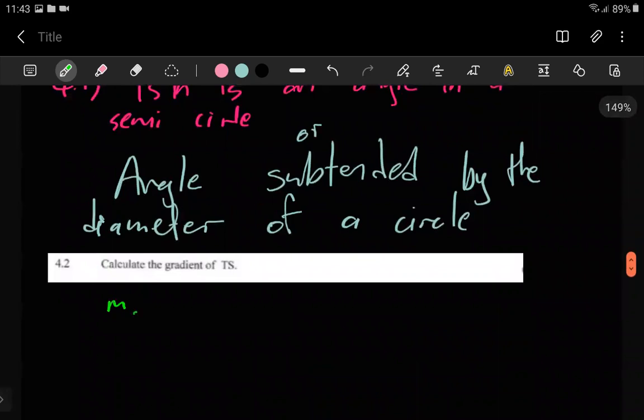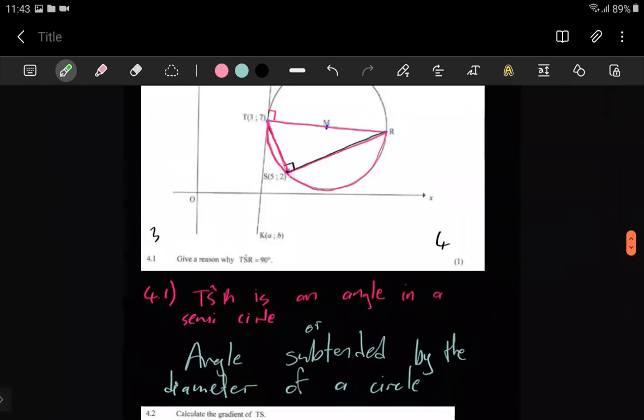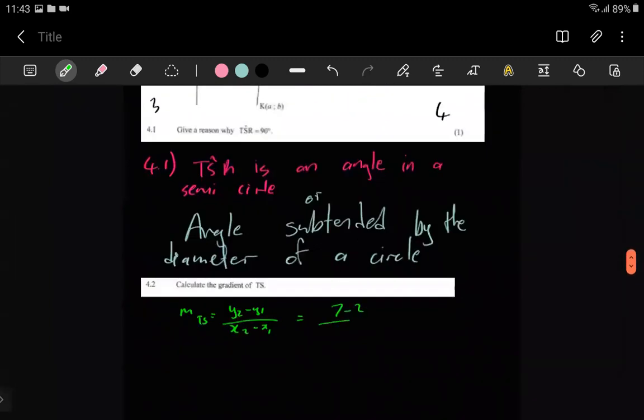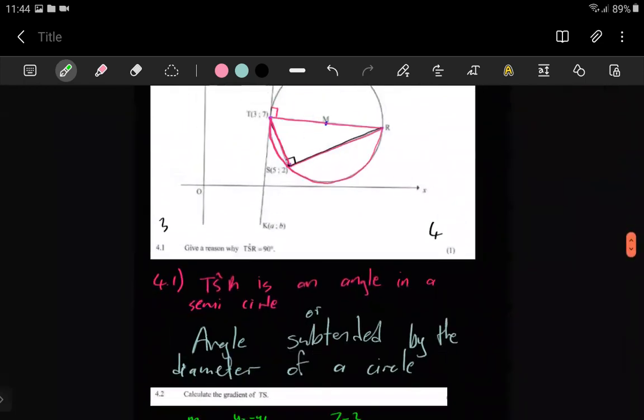So the gradient of TS is just y2 minus y1 over x2 minus x1. And then it says here 7 minus 2, and then 3 minus 5. It's like minus 5 here. No, positive 5. Positive 5.